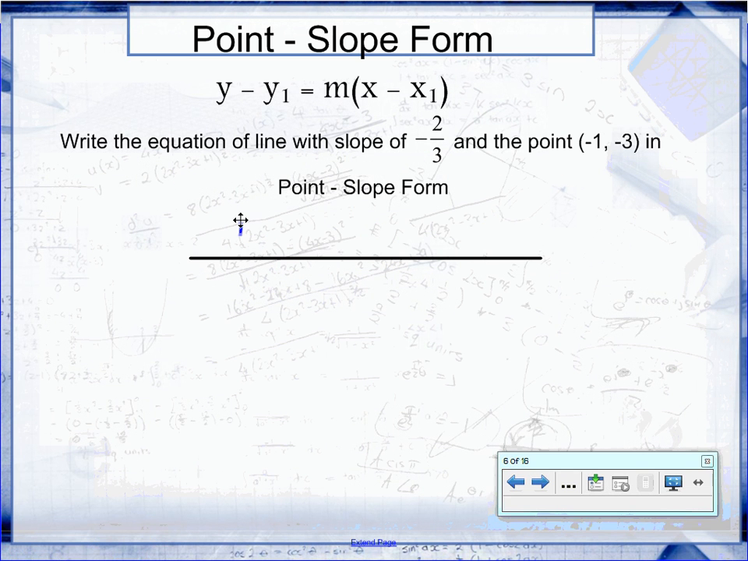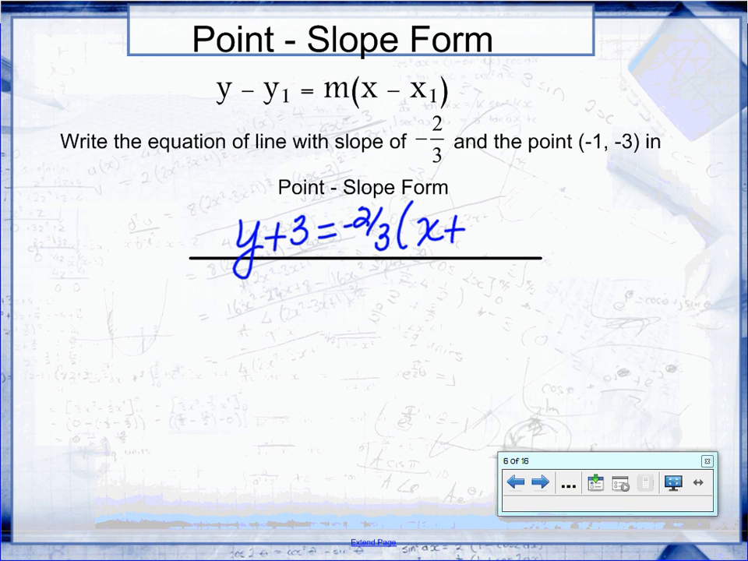All right, let's try one more. We've got y. Again, it's a -3, so we're going to make it the opposite, so it should be +3, is equal to the slope, -2/3. And then we've got x, again, a -1, so we're going to make it the opposite, so it's +1. And there it is, written in point-slope form.